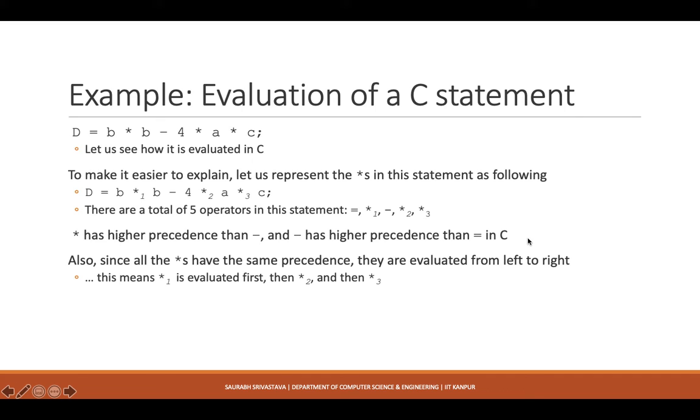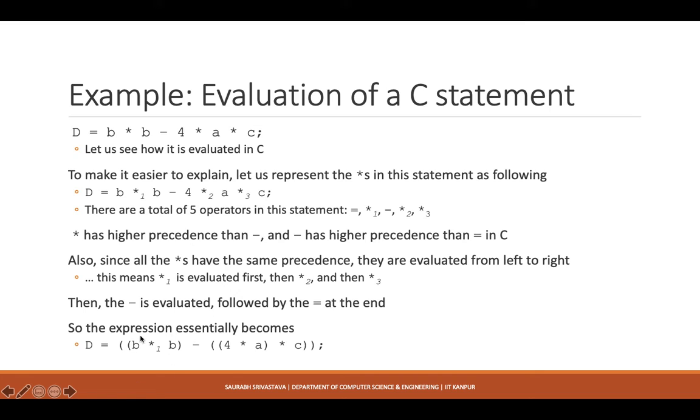Now what happens is something like this. Within the asterisks, the asterisk 1 operator is going to be evaluated first, because the evaluation goes from left to right. I'll just show you the final result. From the perspective of parenthesis, the first thing that will be evaluated is this particular asterisk 1, because it has the highest precedence and is on the leftmost side.